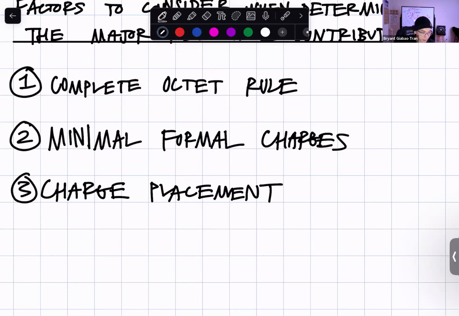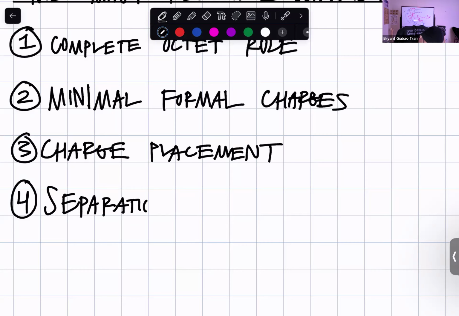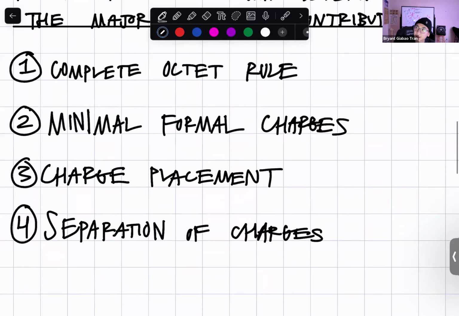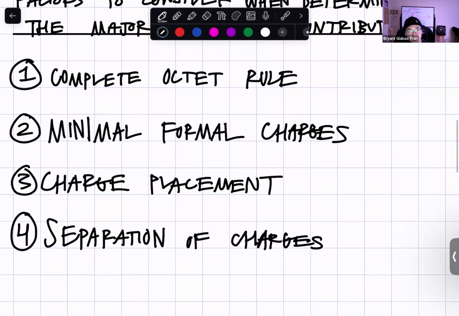The other factor is separation of charges. If you do have charges, and you have, let's say, a negative charge and a positive charge, do they want to be close to each other, or far away from each other? Far? Do opposite charges attract or repel each other? Opposite charges? I forgot. Yeah, so opposite charges attract each other.